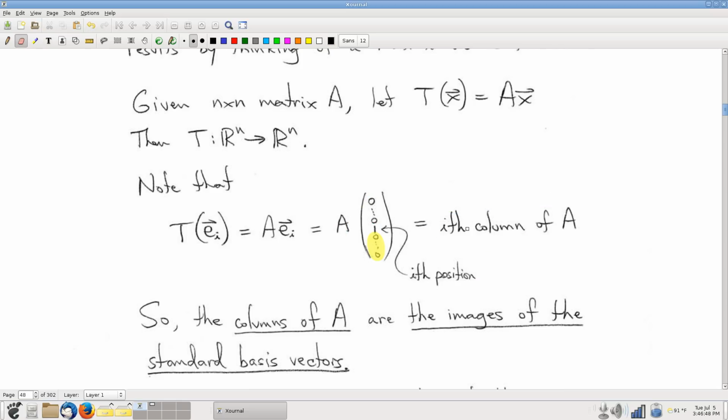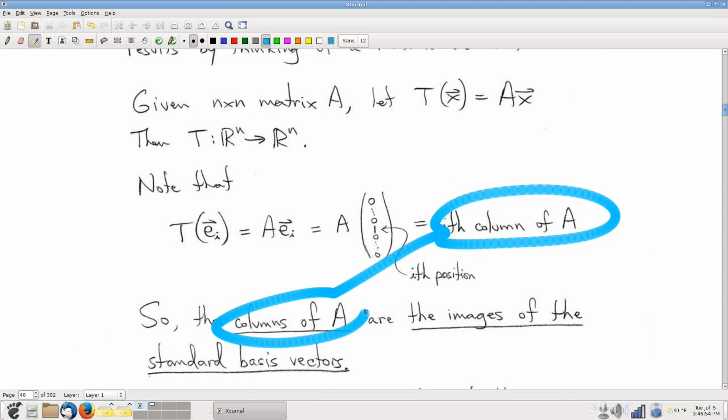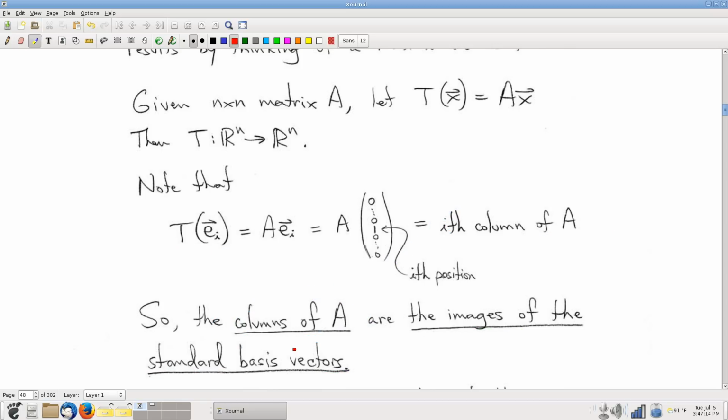Okay. So we have a wonderful result, and that is the columns of the matrix are the images of the standard basis vectors. It ends up being really important. We're going to make use of it here, but we're going to be making use of this fact many times throughout this course, and we'll revisit this again in Chapter 5. But do remember this little phrase here, that the columns of a matrix are the images of the standard basis vectors.